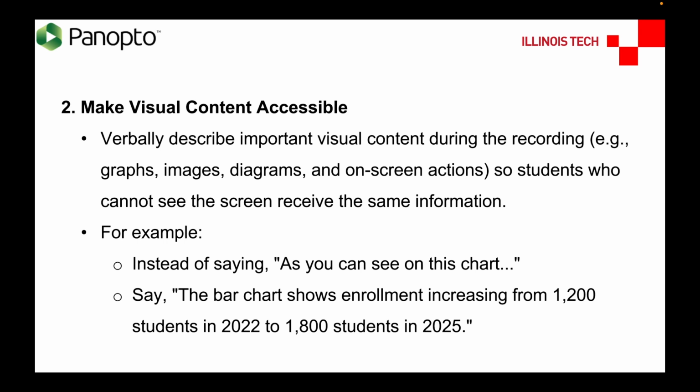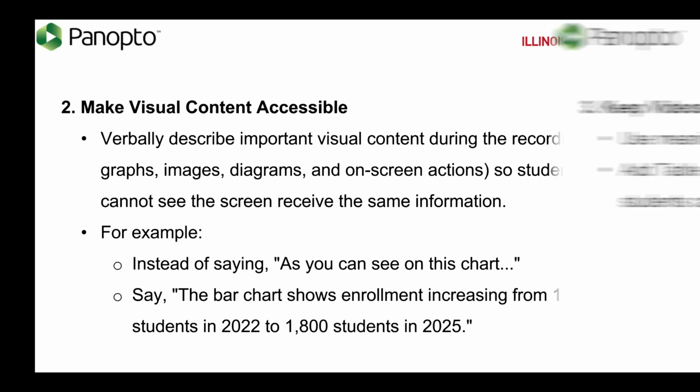For example, rather than saying, "as you can see on this chart," describe the information directly. You might say, "The bar chart shows enrollment increasing from 1,200 students in 2022 to 1,800 students in 2025." This helps students with visual impairments, as well as anyone listening to the recording without watching the video.